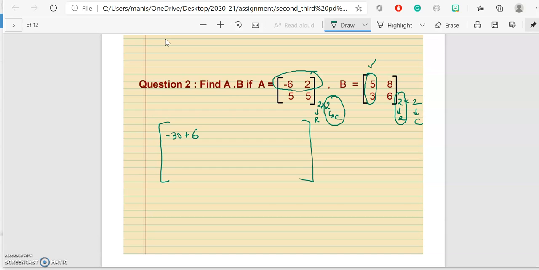The reason why we are not done is because we have this one left over here. I have to circle this also. First number by first number, negative 6 times 8 is what? Negative 48 plus sign. 2 times 6 is what? 12. Now as you can see I am done with this.